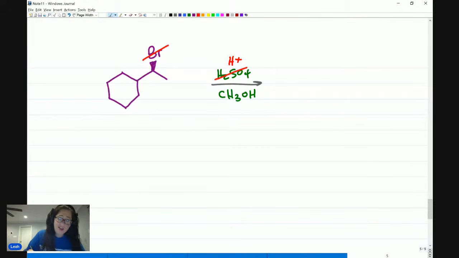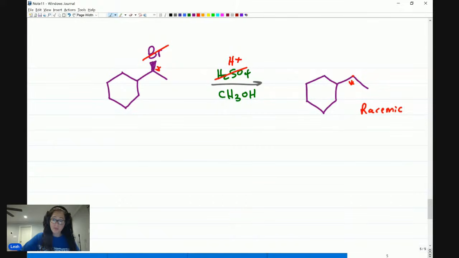Bromine is a halogen. Halogen is a good leaving group. I cross it out. Redraw the carbon chain exactly as you see it without the halogen there, without the leaving group. We know that it's going to go over here. We know that this was chiral, so we know the product will be chiral, and I'll just write the word racemic. Some professors want you to write both products, and some professors will just accept racemic.